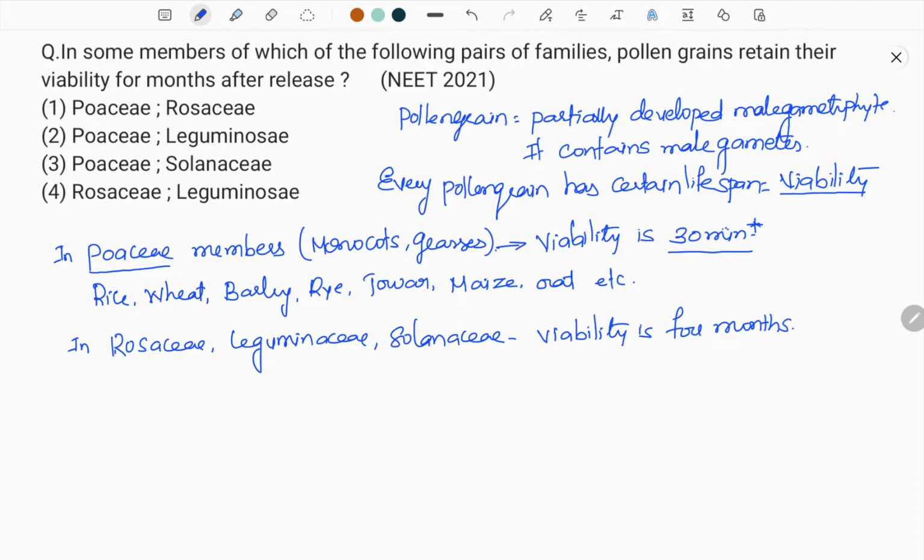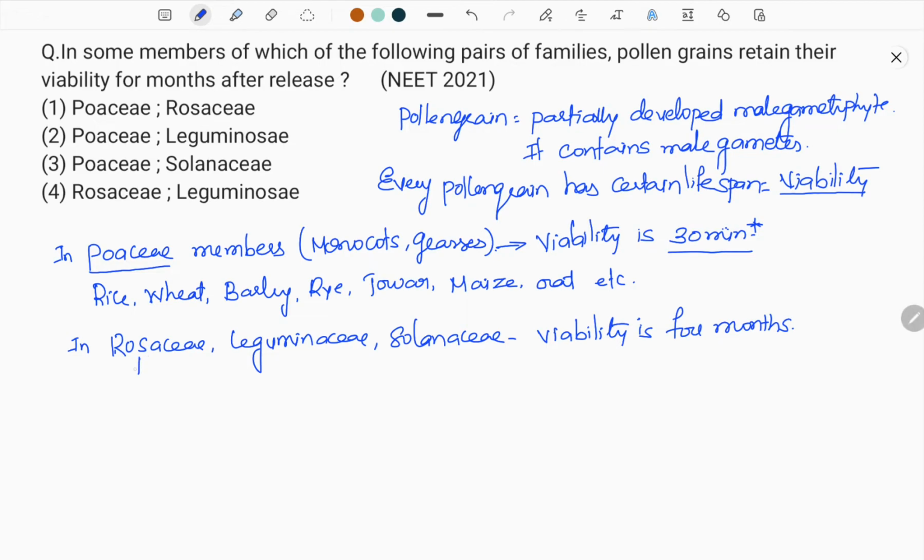This is better when you compare with Poaceae members, because for some months means the pollen grain has certain time to reach and to effect the pollination. But in case of Poaceae, it's a very short time to effect the pollination.